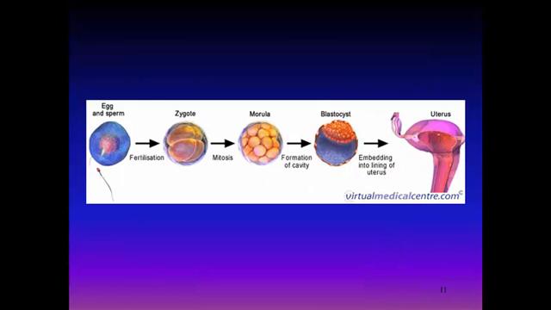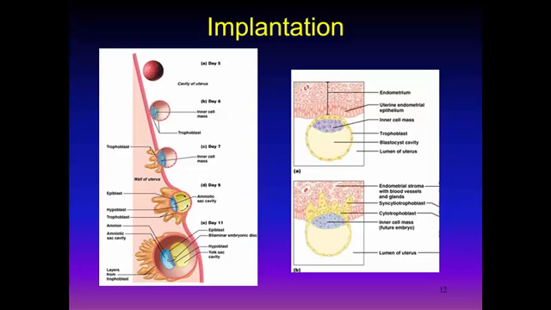Again, another picture: fertilization called a zygote, morula, and blastocyst. The blastocyst, again, is implanting at around day 6 and 7. The inner cell mass of the blastocyst, you can see that right here, is what's going to become the future baby. The outer cells are called the trophoblast, and that's going to become the placenta.